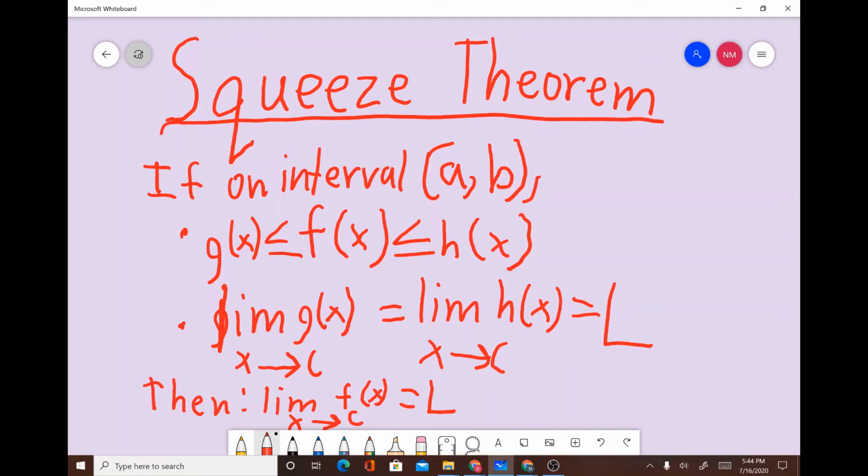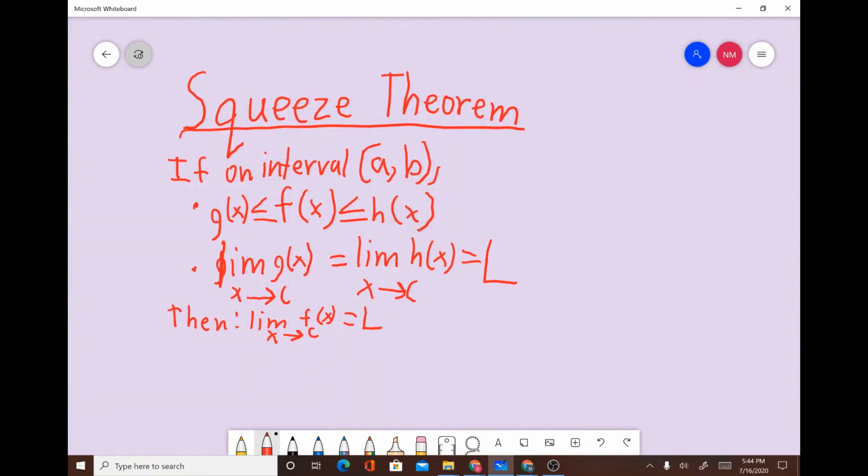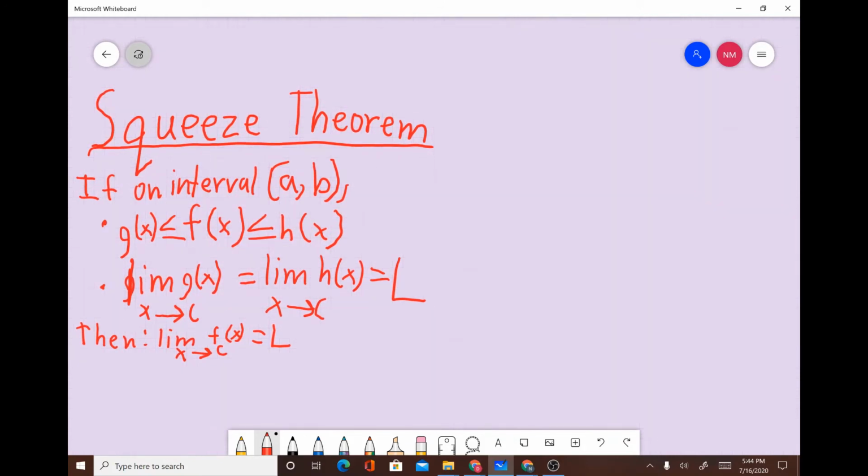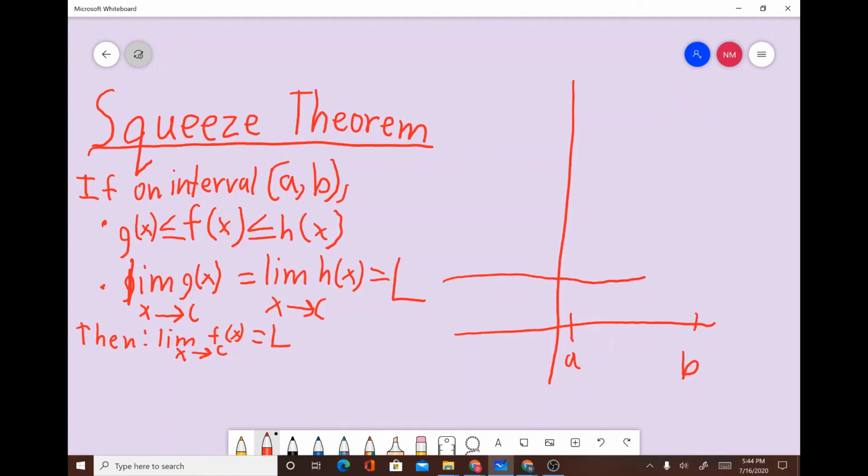So let me draw a graph here so you can visualize the situation better. I have the interval a to b. So first I'll draw the lower function g of x, and then the higher function h of x, and then the function in the middle, f of x. And you'll notice that at this one value, the point we'll call c, they all approach the same value, so they all have the same limit.